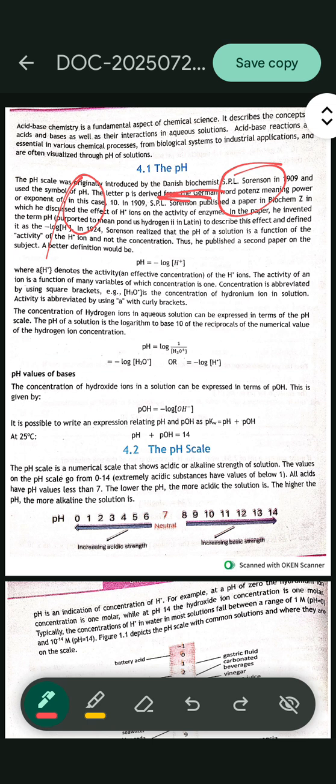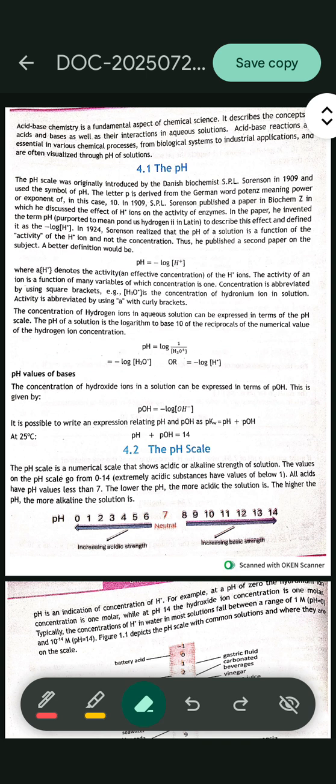In 1924, Sorensen realized that the pH of a solution is a function of the activity of the H-positive ion, not the concentration. Then he published a second paper on the subject. A better definition he proposed was that pH is equal to minus log of the activity of H positive. Here H positive denotes the activity of the H-positive ion.